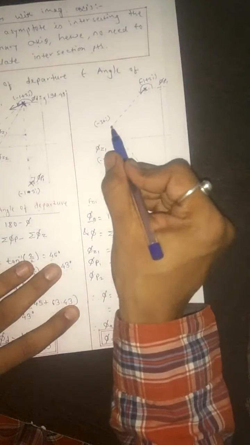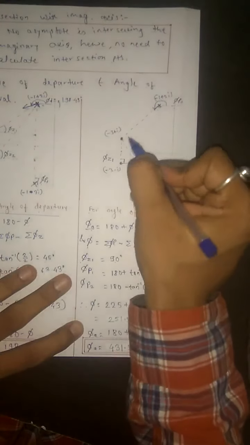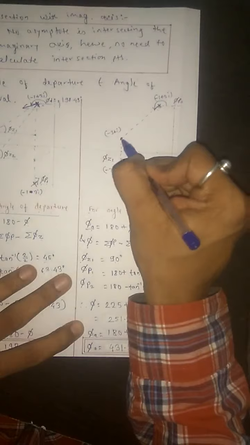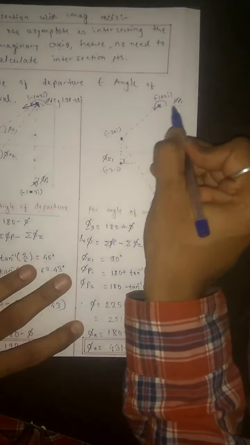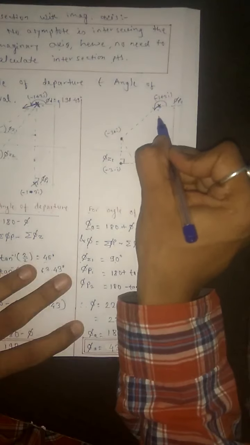Now talking about the first angle, that is phi z1. This zero is exactly below this zero, so this angle is directly 90. So phi z1 is 90 degree. Now talking about this angle, this one, we have given a connection from this zero to this pole. Draw a horizontal line. This angle we need to calculate. Suppose we have considered this triangle.